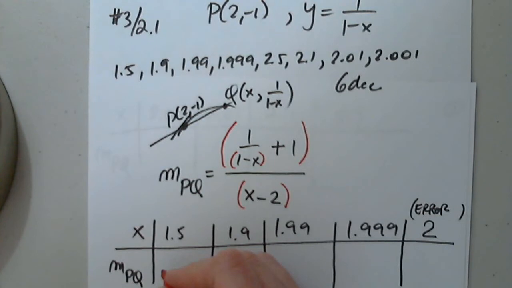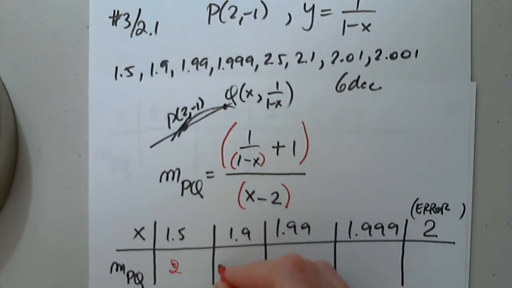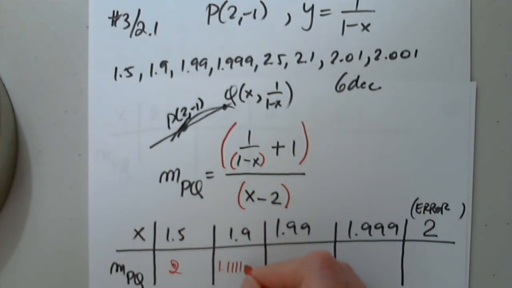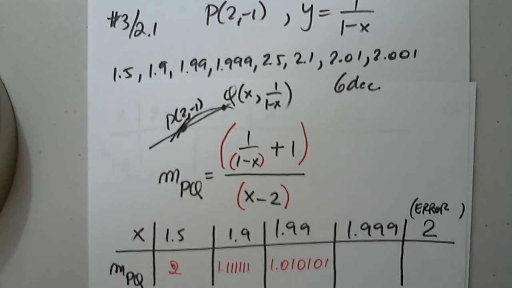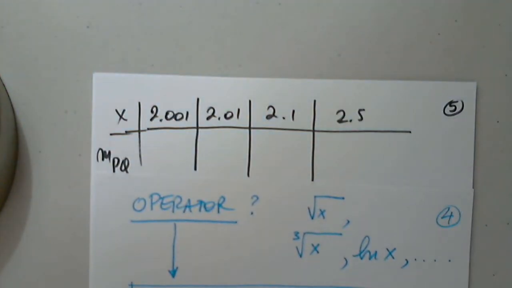So the first one is 2. The next one is 1.111111. They want 6 decimal places. The next one is 1.010101. The next one is 1.001001. Okay, moving on now. Of course, I'm not going to plug in 2, but I'm on the other side of my table.